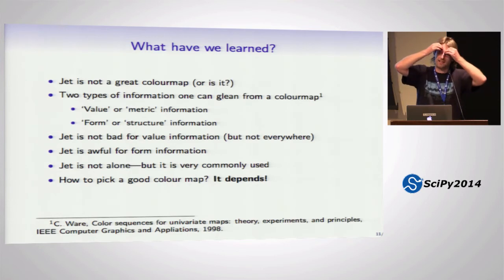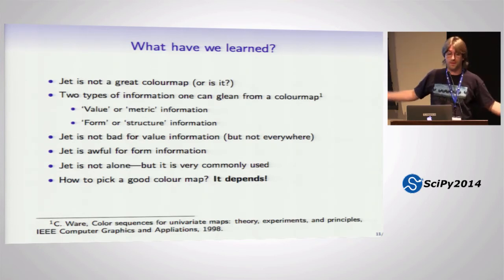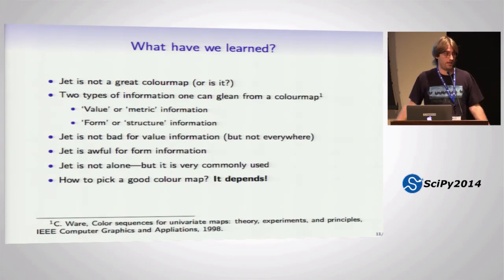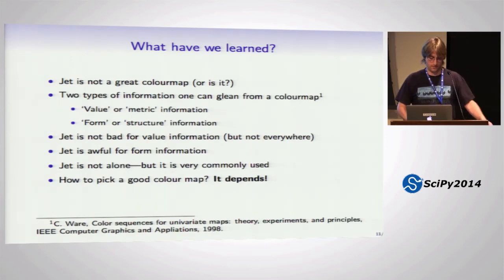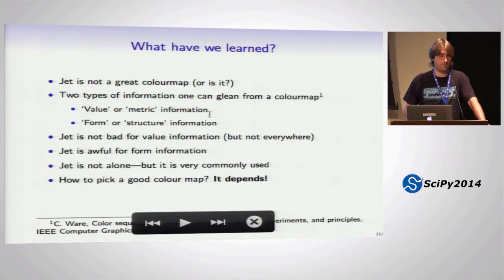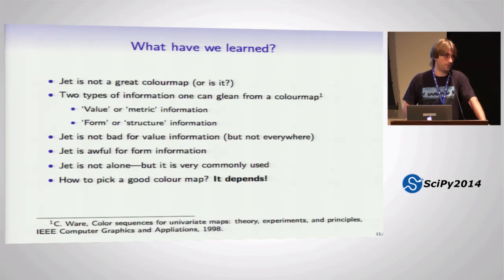What have we learned? Jet is not a great color map. Or is it? It's a terrible color map for understanding the form or structure of your data. It's an okay color map for looking at a specific point of your data and understanding the value, but even that's not great, because of that banding. As I've mentioned, there are two types of information, metric information and structure information. Jet is awful for form and sometimes okay for value, but not everywhere. Jet is not alone, but it is very commonly used. Remember I said Jet is not the worst color map. You're about to see some pretty bad ones in the next talk.